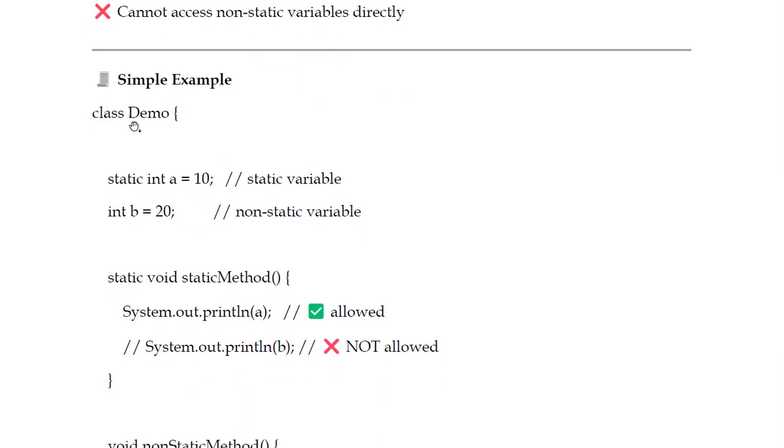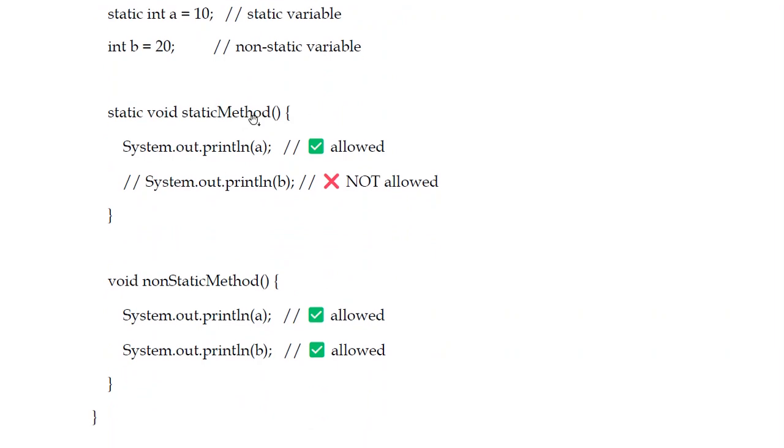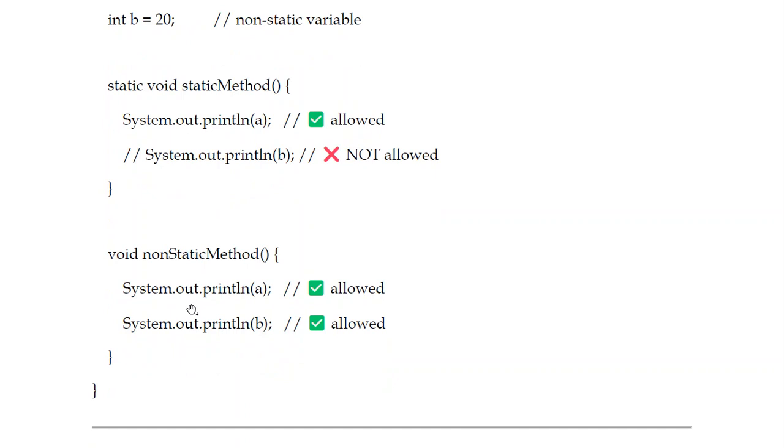Example: what's the class name? Demo. Static variable int a equal to 10. Int b equal to 20 means instance variable, or you can call it a non-static variable. I'm using a static method, static void static method. This is the static method name. Another method is the non-static method, void non-static method. So two data members a and b and two methods. One is a static method, another one is a non-static method.